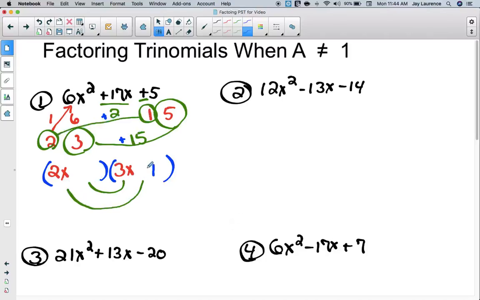Now I want it to be a positive 2. That's why I wrote positive 2. So it's going to be a plus 1 there. 2x times positive 1 is going to be a positive 2x.